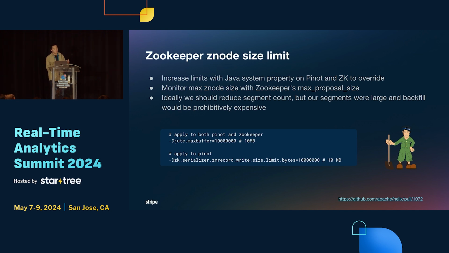The recommended approach is to typically reduce segment count, which also decreases the znode size for those large znodes. But unfortunately, our segments are already pretty large in the gigabyte range, and backfilling them would be prohibitively expensive for our largest tables.